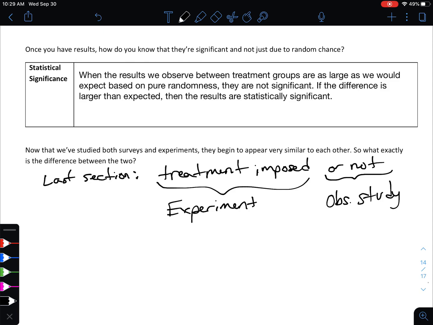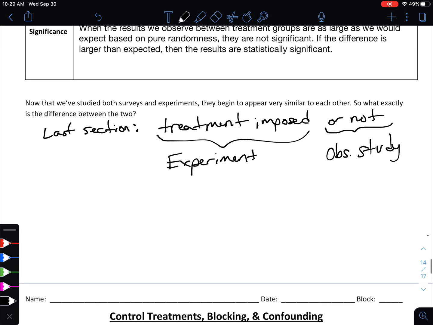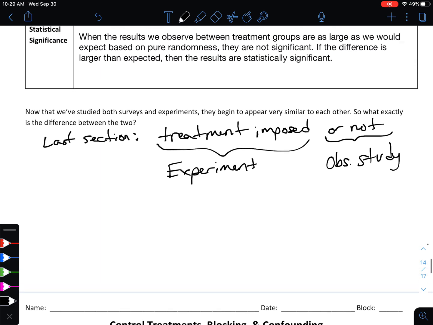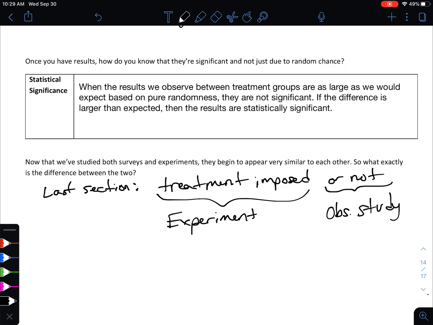All right, that's all I've got for you in experimental design and those 4 principles. In the next lesson, we're going to be talking a little bit more about experiments, mainly what control treatments are, a little bit more about blocking, as well as what are called confounding variables.